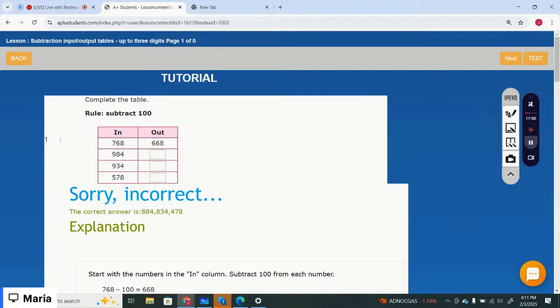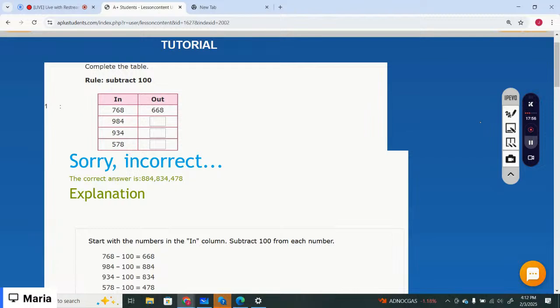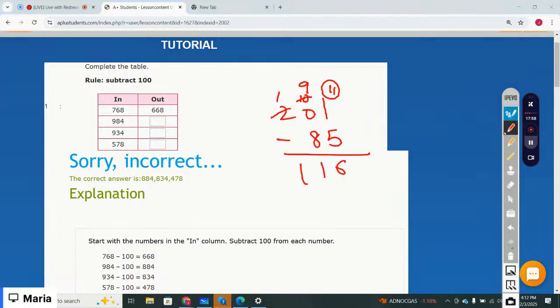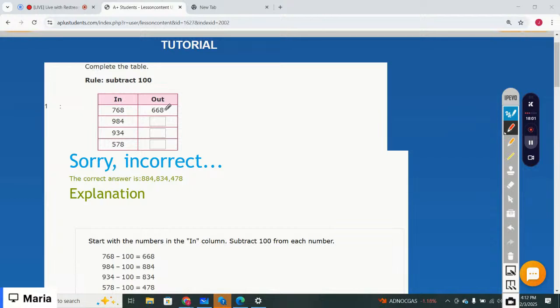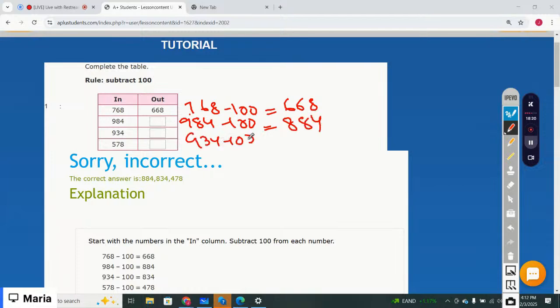Complete the table. The rule is you have to subtract 100. So you have two columns in the table, the input and the output. You have to subtract 100 from each input value to calculate the output value. So you have to do 768 minus 100. Just subtract the hundreds digit. 7 minus 1 is 6. The rest of the digits must be the same. 984 minus 100 equals 884. 934 minus 100 is 834. 578 minus 100 is 478.